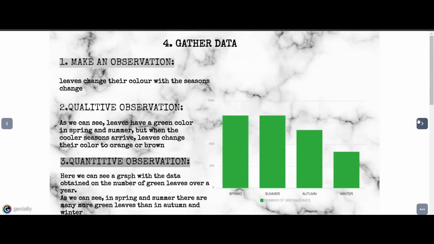Number 4. Gather data. 1. Make an observation. Leaves change their color with the season change. 2. Qualitative observation. As we can see, leaves have green color in spring and summer, but when the cooler season arrives, leaves change their color to orange or brown. 3. Quantitative observation. Here we can see a graph with the data obtained on the number of green leaves over a year. As we can see, in spring and summer there are many more green leaves than in autumn and winter.